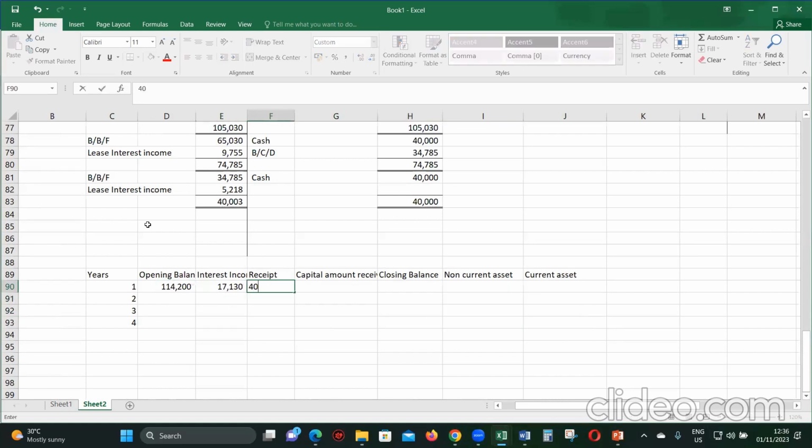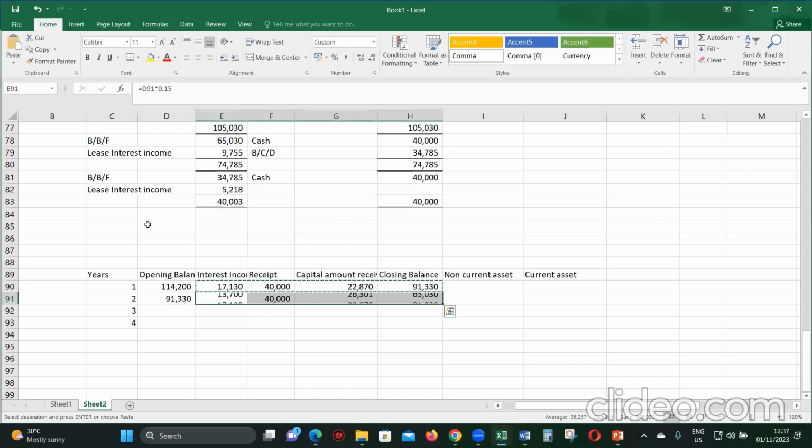Right. What is the receipt? 40,000. 40,000 you are receiving. Even though you get 40,000, what is the capital amount you receive? You need to deduct your interest income from the receipt. That means you are getting 22,870 as the capital. What is the closing? Opening balance plus your interest income. Out of that, you are receiving 40,000. So your closing balance is 91,330. This 91,330 becomes the opening balance in the second year.